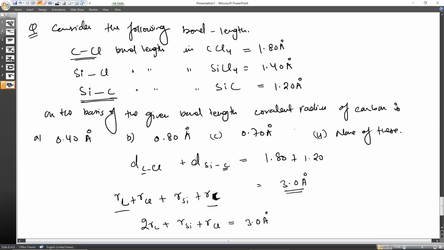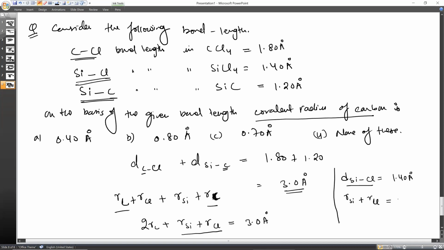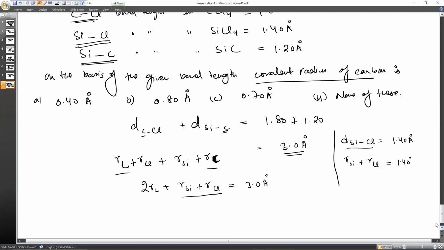And what do we need to find out? We need to find out the covalent radius of carbon. Now, if you talk about this one, what is this? Carbon and chlorine and silicon. You know that this is the bond length. Bond length of silicon with chlorine is equal to 1.40. And this is the radius of silicon plus radius of chlorine, which is equal to 1.40. Got it?